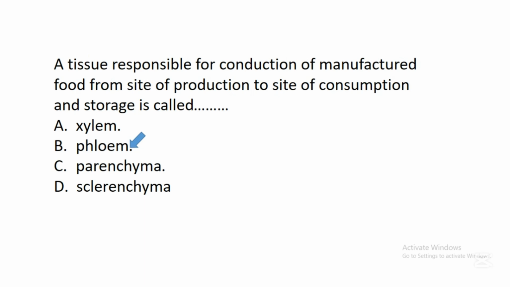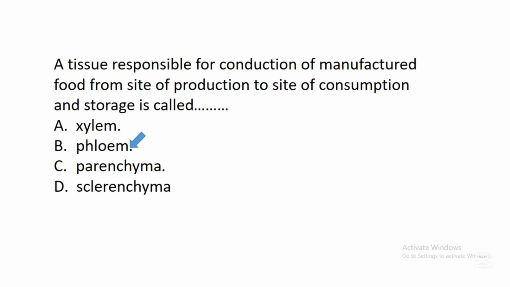This tissue called phloem can be found in different parts of the plant, such as the stem and other parts. So what this tissue does is that it ensures that manufactured food moves from the site of production to the site of consumption. It helps manufactured food like the glucose produced after photosynthesis to move from the site of production to the site where it will be utilized for different activities.